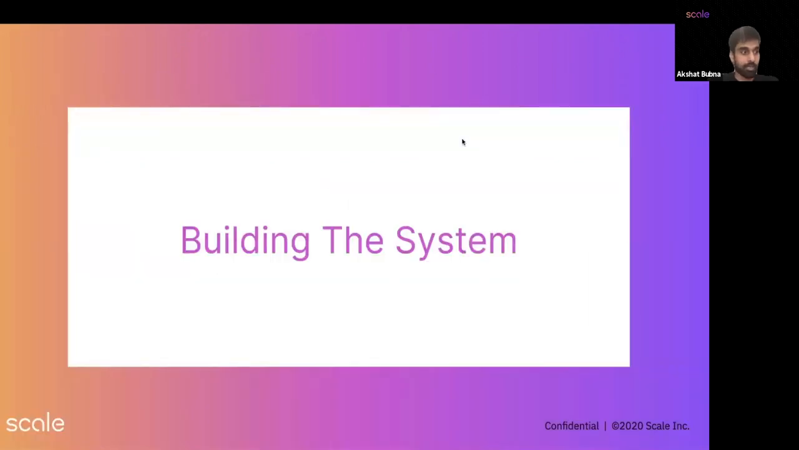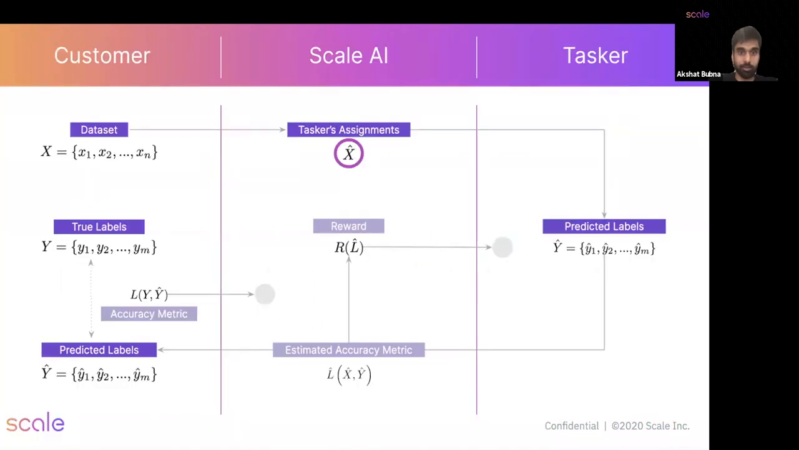Cool. And with that, I'm going to talk about how we can actually build the system. So the first thing is how can we actually modify taskers' assignments so we can have a more accurate accuracy metric at the end of the day when they've labeled those tasks.